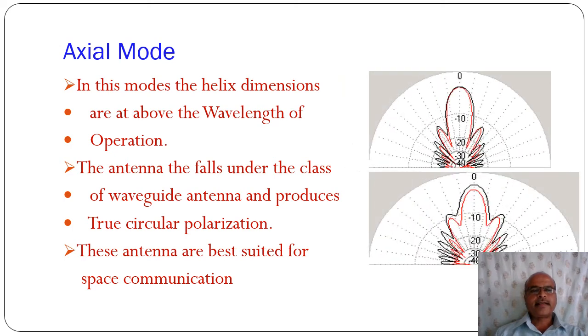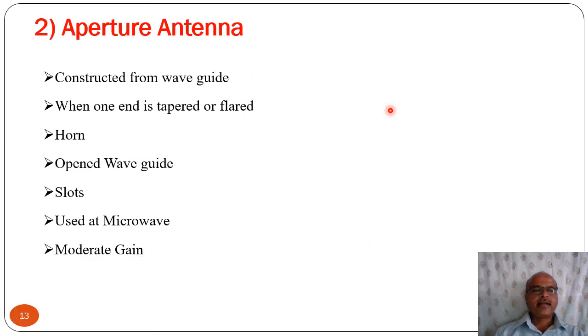So this is a radiation pattern for axial mode helical antenna. The next type of antenna is an aperture antenna. These aperture antennas are useful in microwave communication, and these are constructed from waveguide. So what is a waveguide? Any hollow metallic tube is called a waveguide. When one end is tapered or flared, in this case this word is important, when one end of this waveguide is tapered or flared, then these aperture antennas are formed.